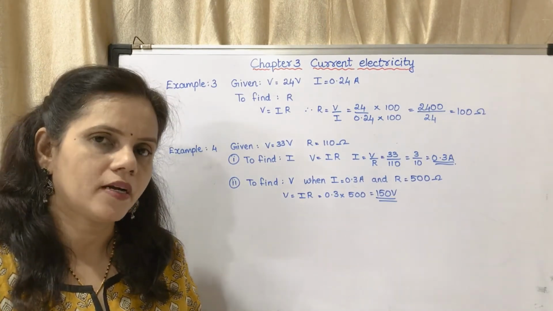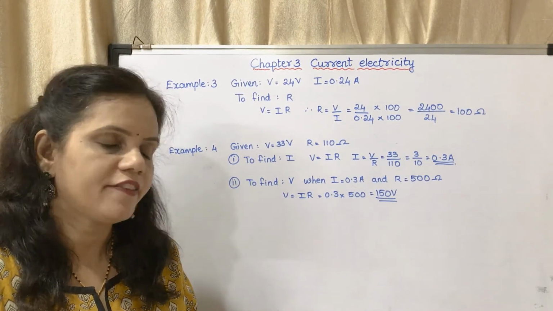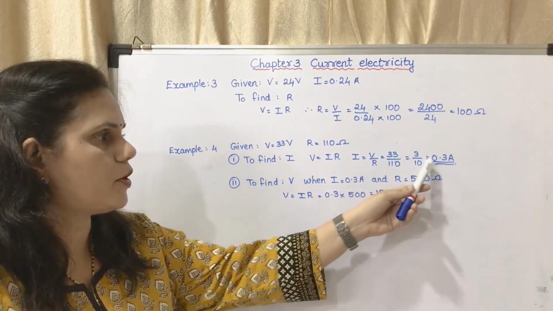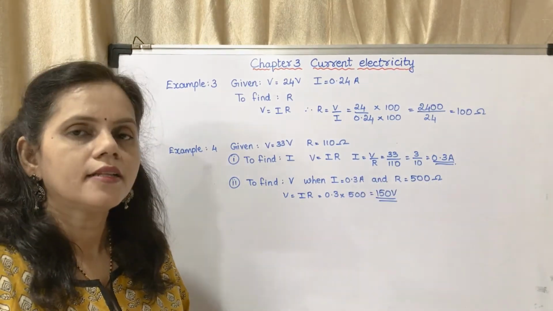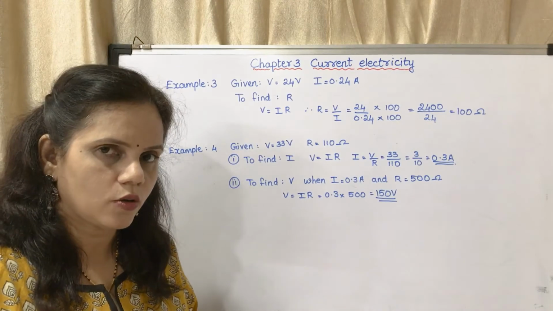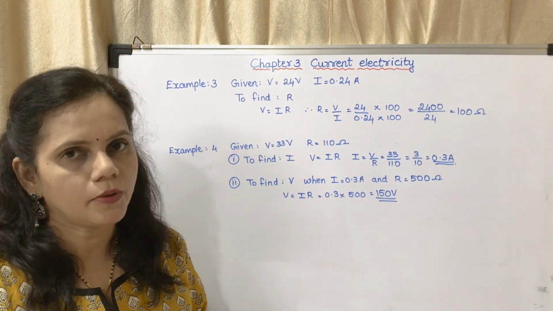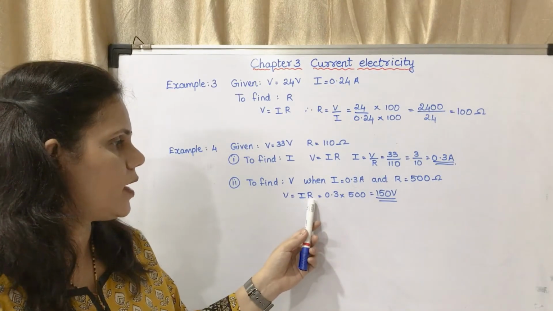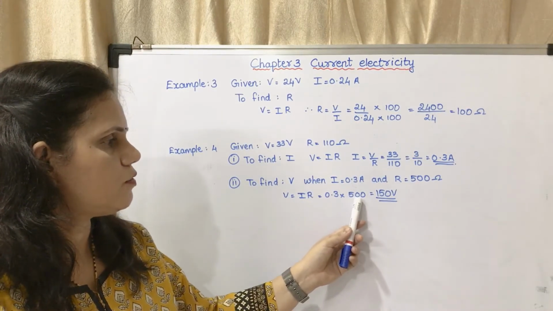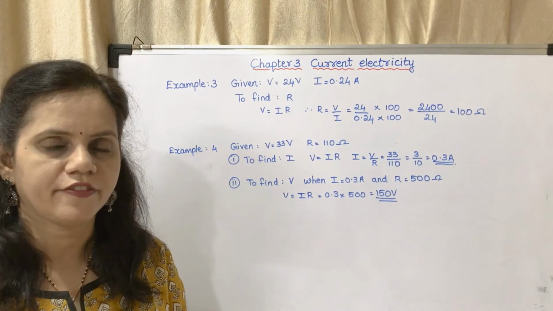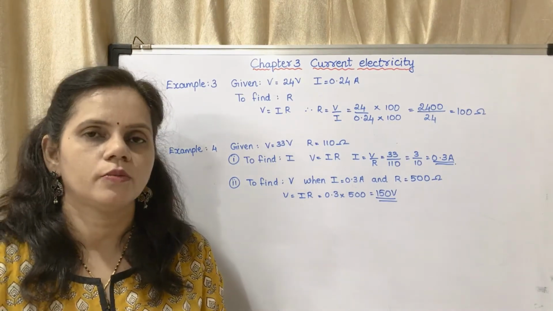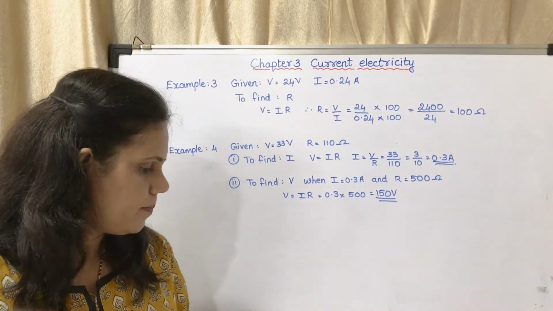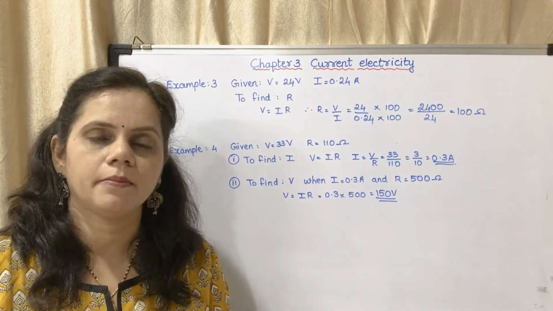Now in the second part of the question, they have asked if the current is 0.3 and the resistance is 500 ohms, then what will be the potential difference? Again the same equation, V is equal to IR, so 0.3 into 500, that is 150 volts. Okay, so you may mark this example 1, example 3 and example 4.